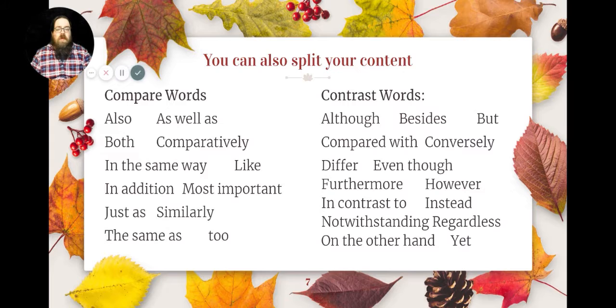So when we're looking at these, compare words are things like also, as well as, both, comparatively, in addition, similarly, those words that show connection and sameness, versus contrast words that are like although, besides, conversely, however, instead, in contrast to, regardless, on the other hand, yet. See, those words show connection in differences, right? We're always talking about the connection between the two things, but sometimes it's how are they the same and how are they different, right?